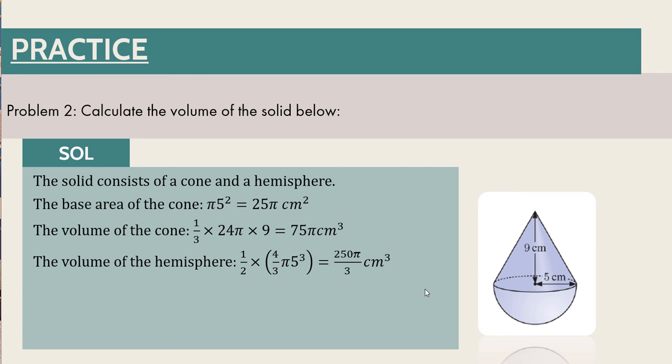And now we calculate the volume of the hemisphere, which is 1 over 2 times the volume of the full sphere, 4 over 3 pi 5 cubed, and it is equal to 250 pi over 3 cubic centimeters. And the volume of the solid is equal to the sum of the two volumes: 75 pi plus 250 pi over 3, which is equal to 475 over 3 pi cubic centimeters.